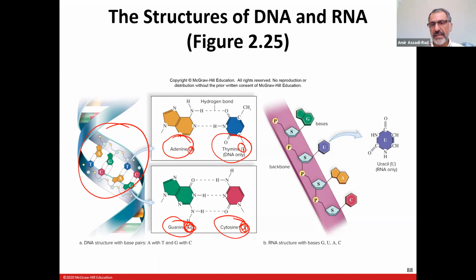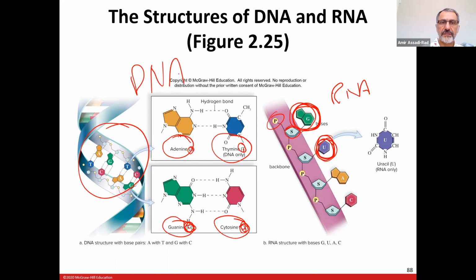That's it. And here are the legs of the ladder I talked about. Here is a phosphate and sugar, which is attached to the nitrogenous base right here. Phosphate, sugar, nitrogenous base, phosphate, sugar. Of course, this is RNA because it has uracil. DNA does not have uracil. Uracil is in RNA. And of course, this is DNA.